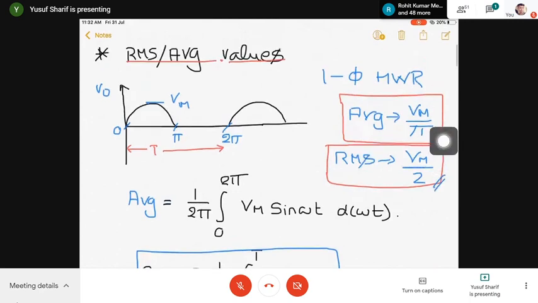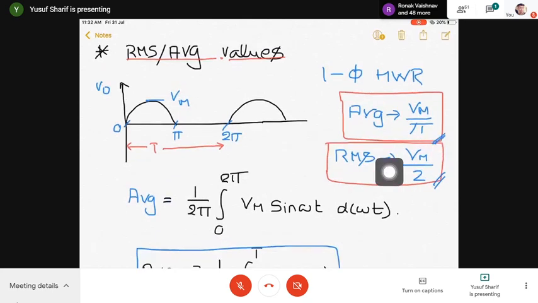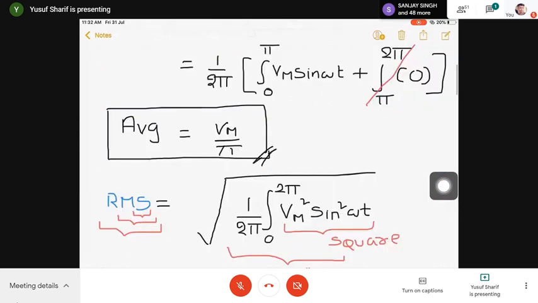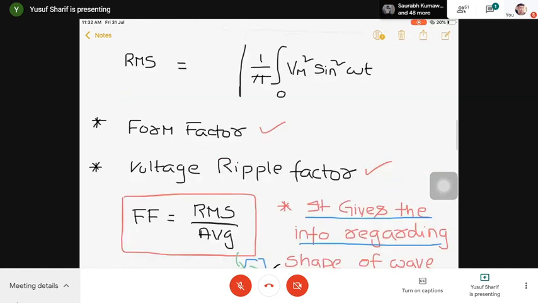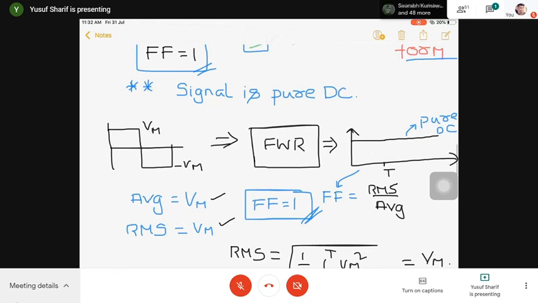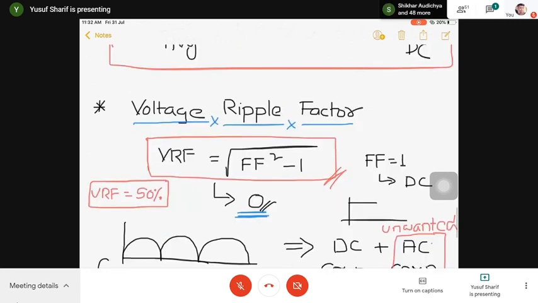You just try to calculate the form factor and ripple factor for the half wave and full wave. You already have the average value and RMS values. Just try to calculate form factor and ripple factor and see what result you're getting. What is the conclusion that you can get out of that? Because one time you'll be getting voltage ripple factor as 121, that means 121%. So just try to analyze these kinds of results that you'll be getting. Okay? Thank you.